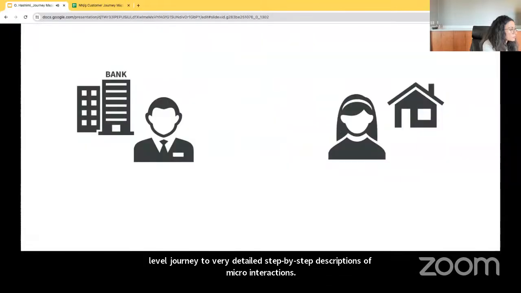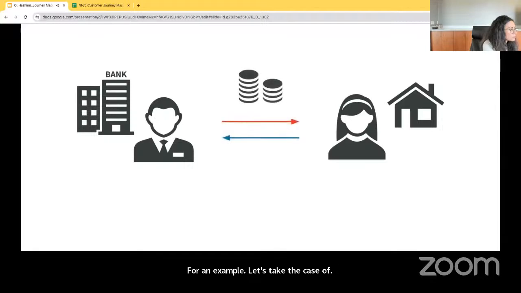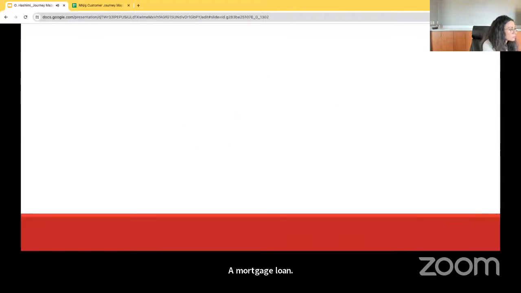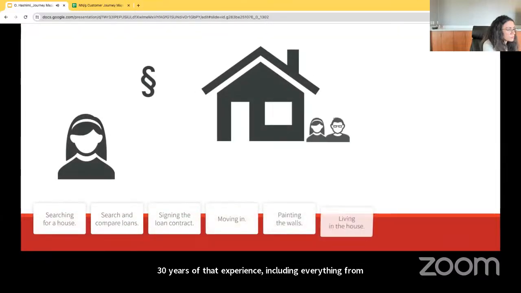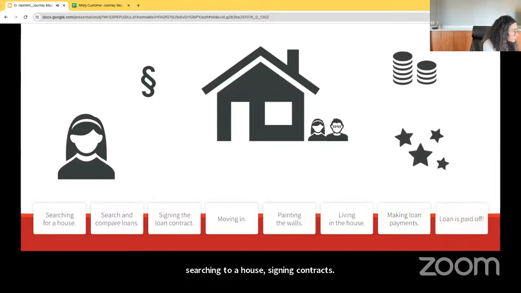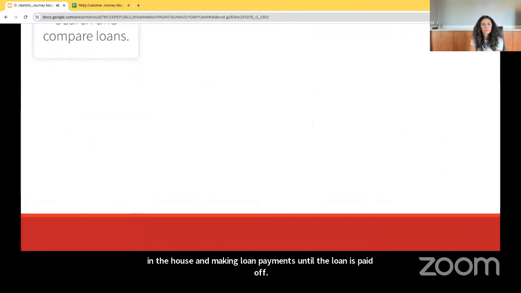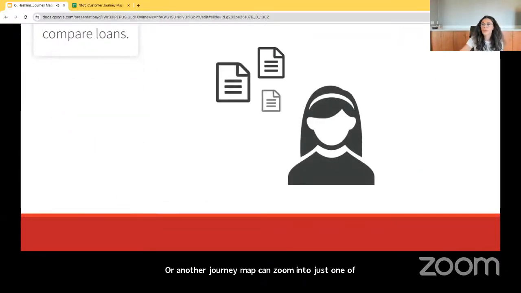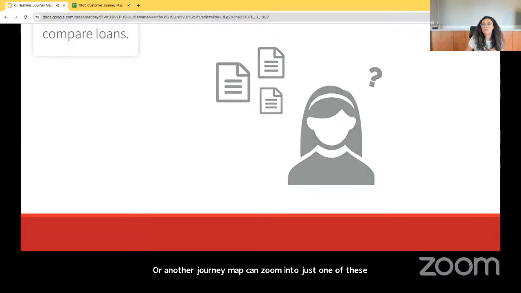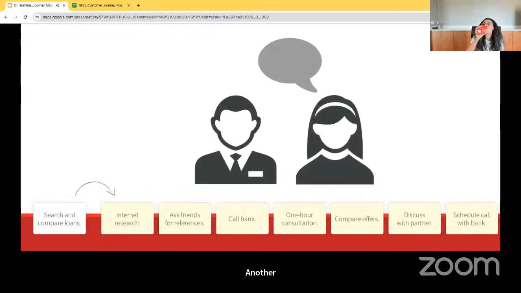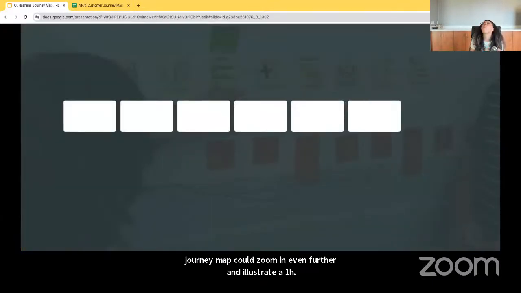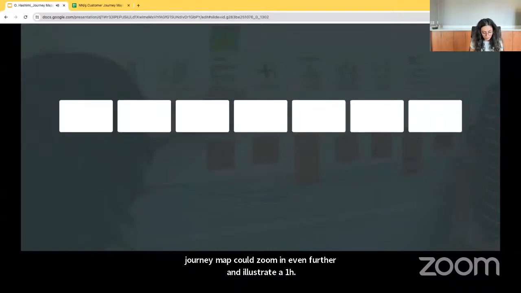For an example, let's take the case of a mortgage loan. A journey map for a mortgage loan experience could show 30 years of that experience, including everything from searching for a house, signing contracts, living in the house, and making loan payments until the loan is paid off. Or another journey map can zoom in to just one of these steps to illustrate only the experience of searching and comparing mortgage loans. Another journey map could zoom in even further and illustrate a 1-hour consultation. First, decide how far you want to zoom in or out of an experience.